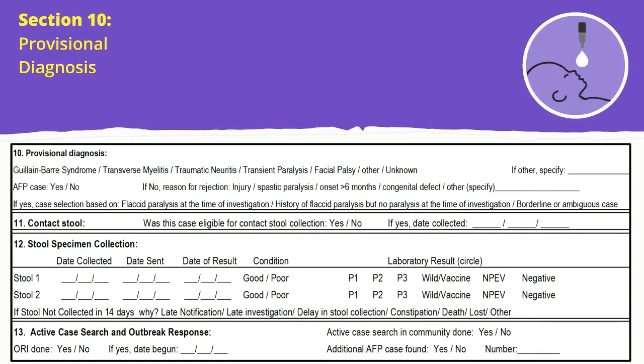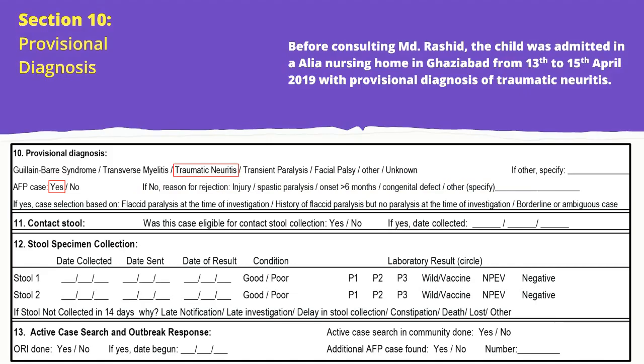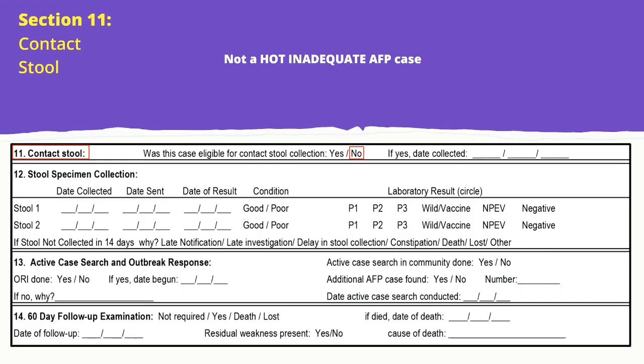Section 10. Provisional diagnosis is mandatory for all AFP cases. If the investigated case is not an AFP, then encircle the reason for the same. Further, encircle one of the 3 reasons for labeling the cases as an AFP: flaccid paralysis at the time of investigation, or history of flaccid paralysis but no paralysis at the time of investigation, or borderline or ambiguous case. The current case is not a hot inadequate AFP case, hence this is not eligible for contact stool sampling.